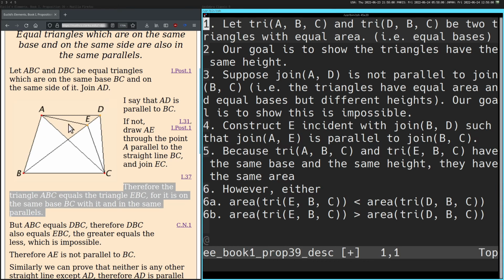such that the join of A and E is parallel to the join of B and C. So we're assuming AD is not parallel to BC. Okay. Because the triangle ABC and the triangle EBC have the same base and the same height, they have the same area. It doesn't look like it in this diagram. However, they have the same area.